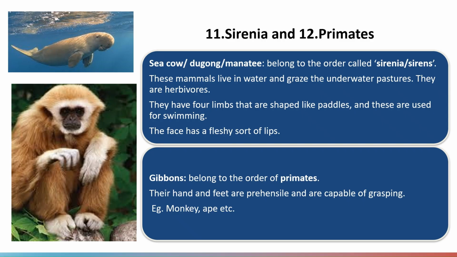Gibbons belong to the order primates. Their hands and feet are prehensile and are capable of grasping. Examples: monkey, ape, and so on.